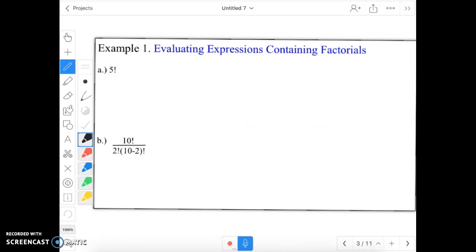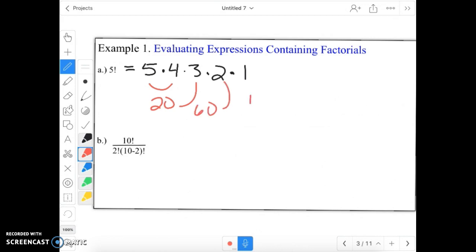All right, so moving on, our first example, we have 5 factorial. So that's going to be equal to 5 times 4 times 3 times 2 times 1. So 5 times 4 is 20, times 3 is 60, times 2 is 120, and times 1 will give us 120. Now, for the second one, we have 10 factorial divided by 2 factorial times 10 minus 2 factorial. So that 10 minus 2 will give us 8 factorial.